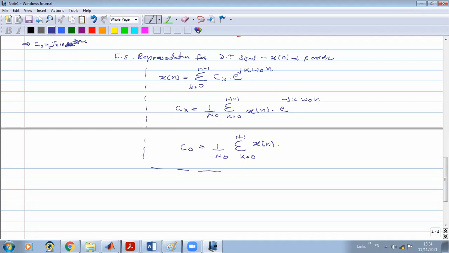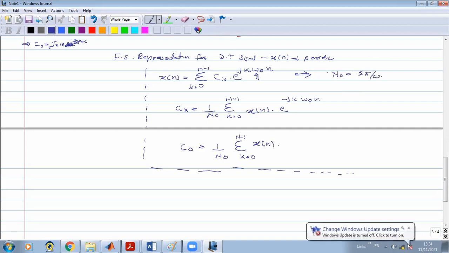So this is the Fourier series representation. One thing I forgot to tell you: omega naught is the fundamental frequency, and if the fundamental period is n naught, it is equal to 2 pi by omega naught. This also you should keep in your mind.